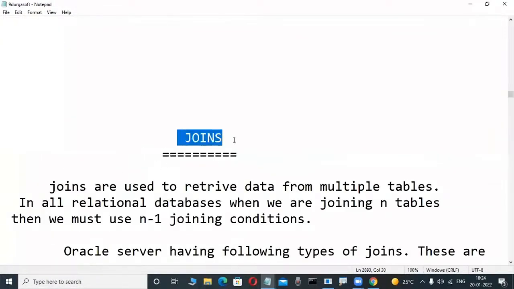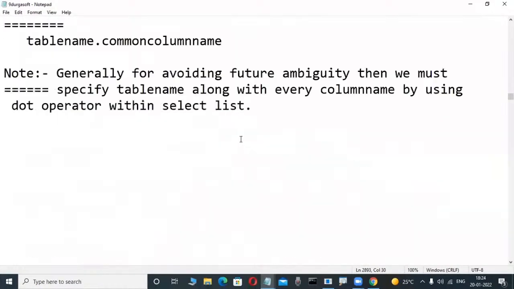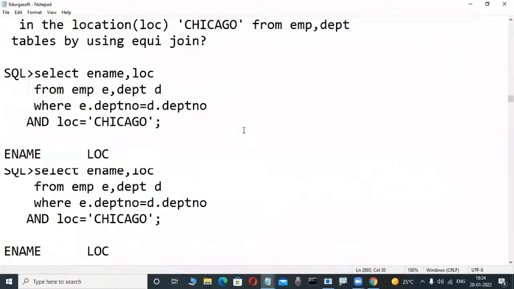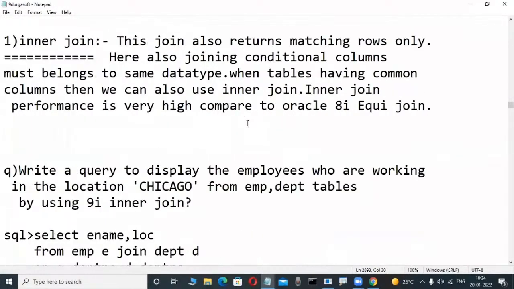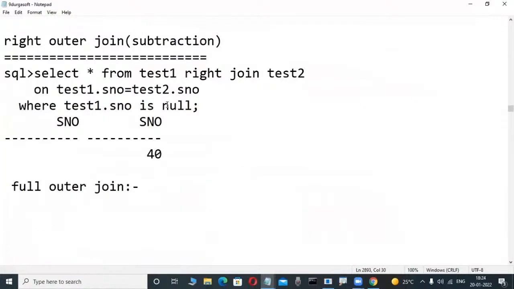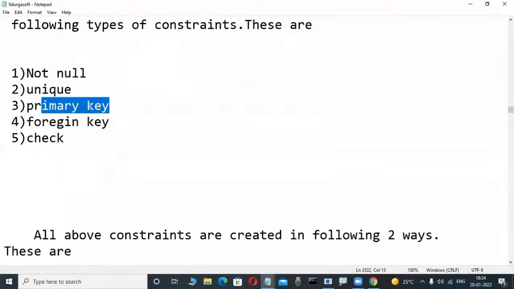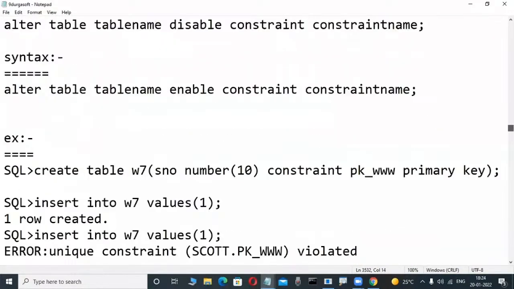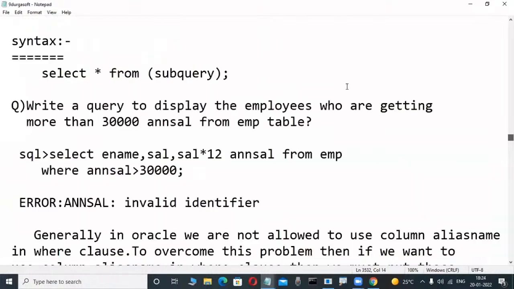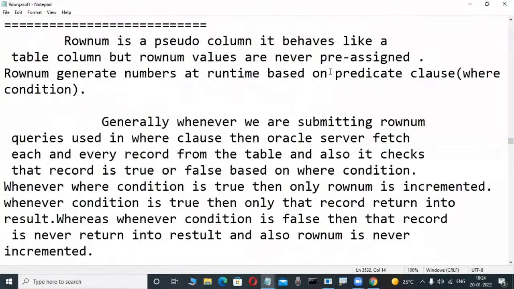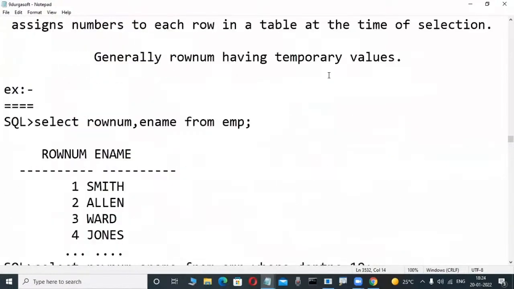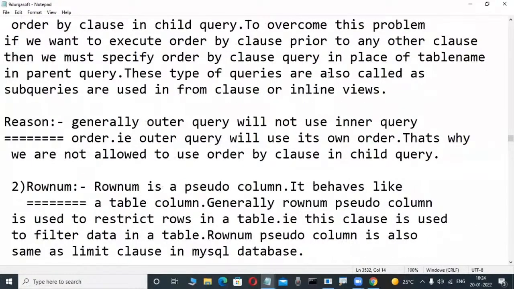Here, the main concept is joins, which retrieve data from multiple tables. This is SQL language knowledge. Maybe some fellows have an idea about it. Then constraints: in our SQL language, constraints are a concept, such as primary key, foreign key, check. So many things are there. Once we are good at those, we learn subquery, a most powerful concept. It is a query within another query, with only one or two lines of coding.